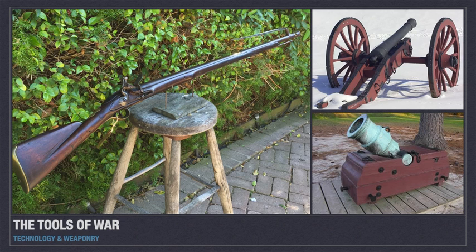Now, we also want to look at what weapons look like as we go through these wars. These are some of the weapons that would have been used. We've got a musket for you there on the left, a cannon top right, and a mortar on the bottom.